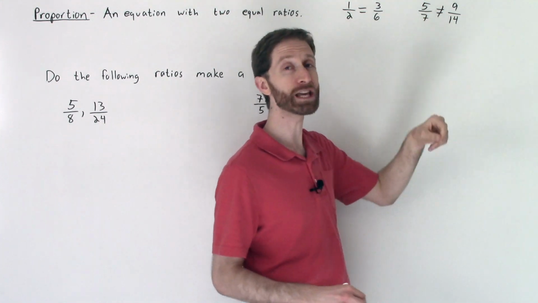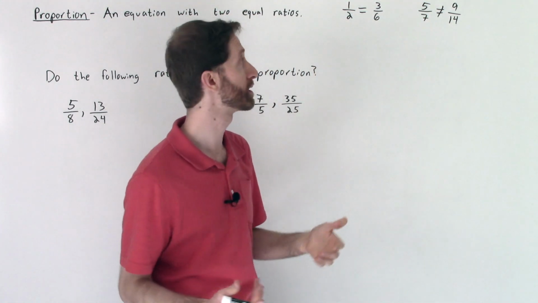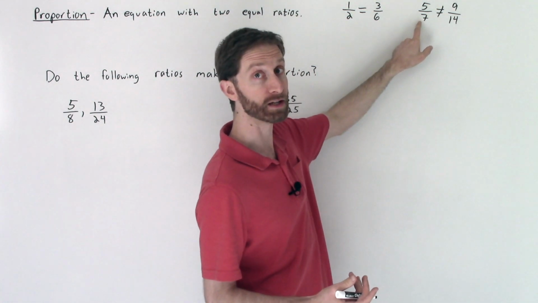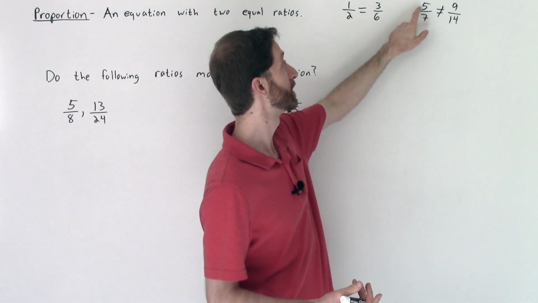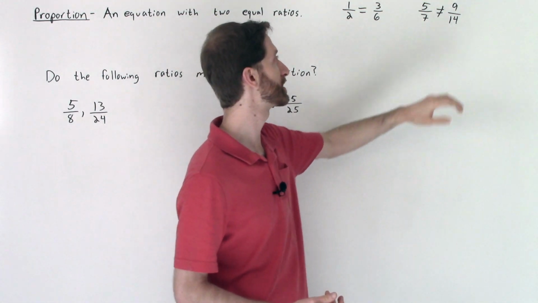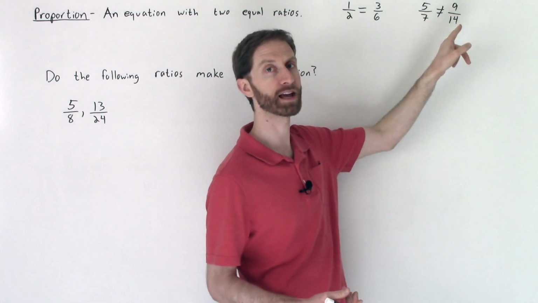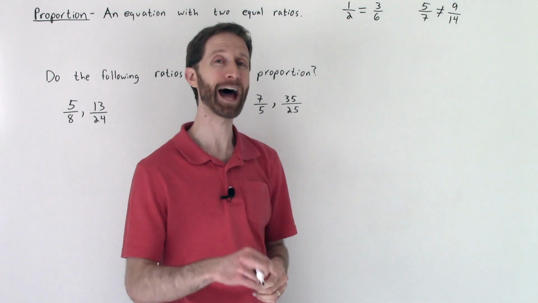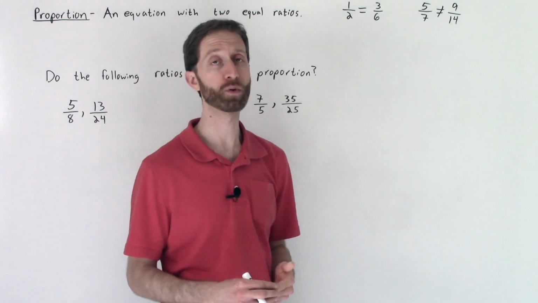5/7 does not equal 9/14. We can see that by getting this to be out of 14, we would have to multiply it by 2. So we multiply that by 2 and we'd get 10 over 14, which is not 9 over 14. So this is said to not make a proportion, or 5/7 is not proportional to 9/14.